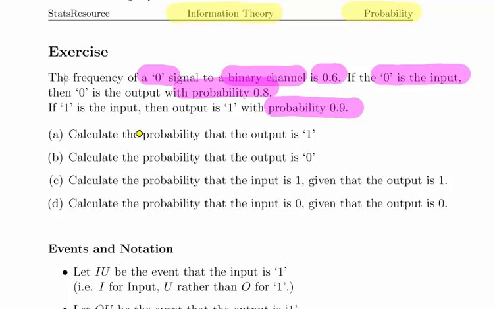So here are the questions we're asked. Calculate the probability that the output is 1. Calculate the probability that the output is 0. Calculate the probability that the input is 1 given that the output is 1. That's not what we're given above. It's the opposite. That's the input conditional on the output. What we're told up above is the output conditional on the input. And the fourth question is calculate the probability that the input is 0 given that the output is 0. Okay?